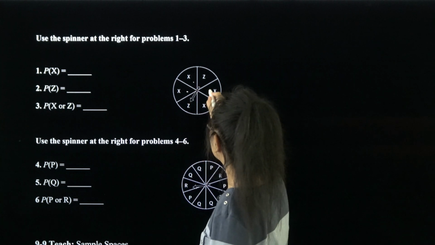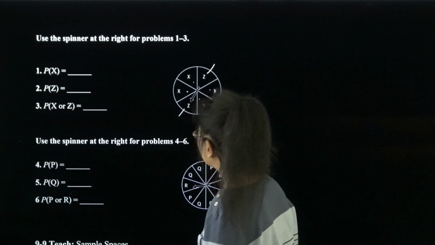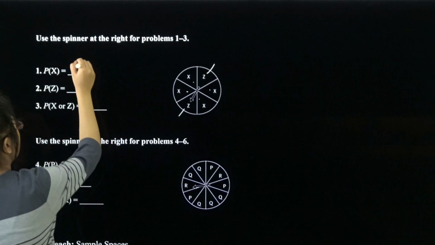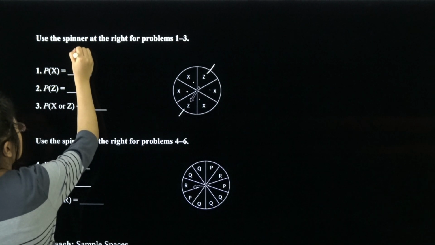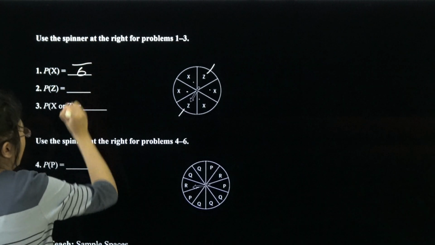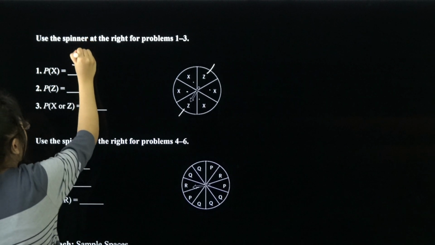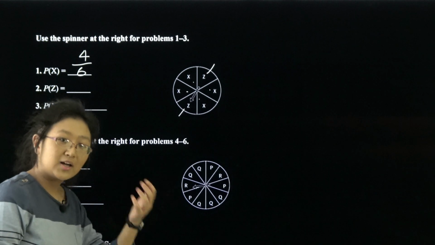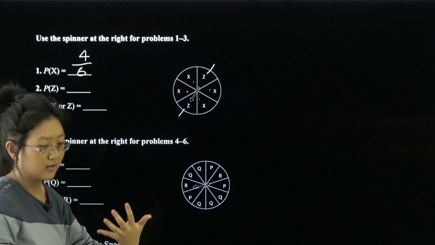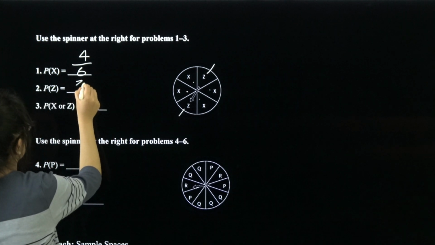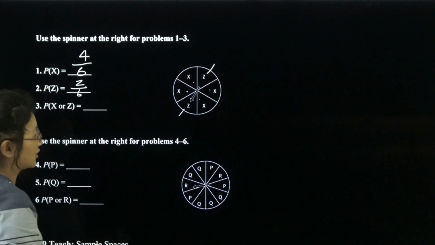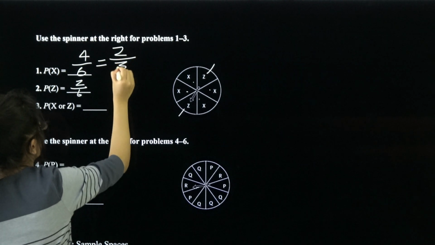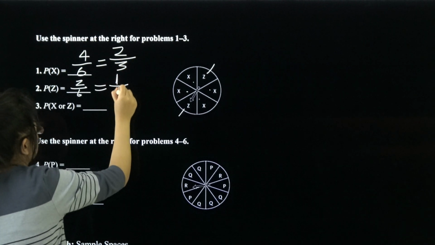So we have x, which is 4, and z, where it's 2. So P(x), the probability of x, would be the total at the denominator and the number of sections that are x at the top. This is like having shaded sections for fractions, except the shaded sections are marked instead by a letter. And z would be 2 over 6, because there's 2 sections for z. And when we simplify these, it would be 2 over 3 and 1 over 3.